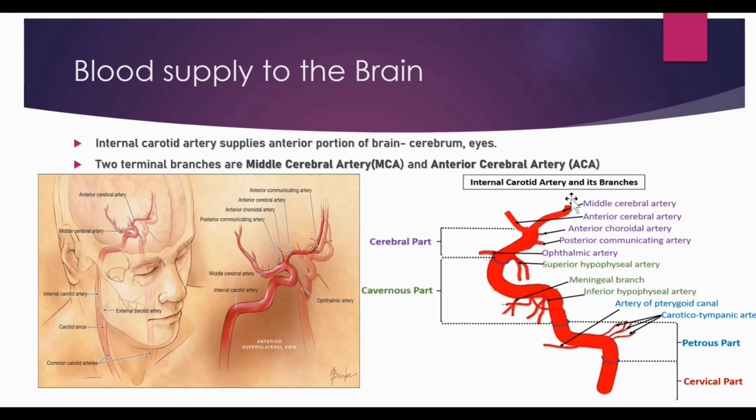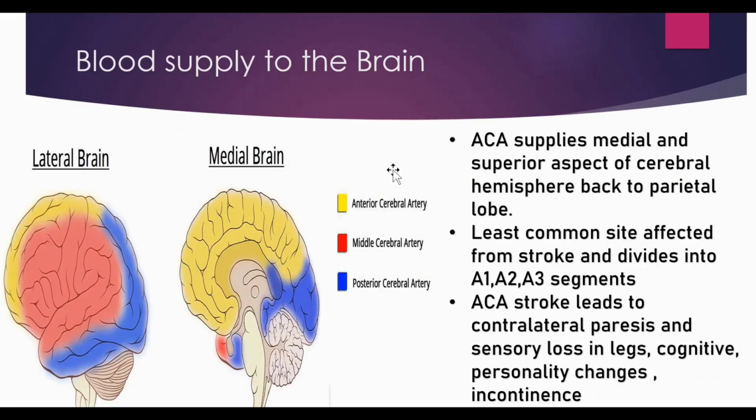The MCA, the middle cerebral artery, is the largest branch of the internal carotid artery. Now let's see the area supplied by these two arteries. So the ACA, which is colored in yellow, supplies the anterior and the medial portion. Medial means towards the midline. Anterior and midline portion of the cerebral cortex, back to the parietal lobe. The ACA is the least common site affected by stroke, and as it goes up, it is divided into three segments, A1, A2, A3. If there is an ischemic stroke affecting the ACA, it can lead to contralateral paresis. That means if the right ACA is occluded, it can cause left side weakness or sensory loss in the extremities, legs, cognitive and personality changes, and incontinence.